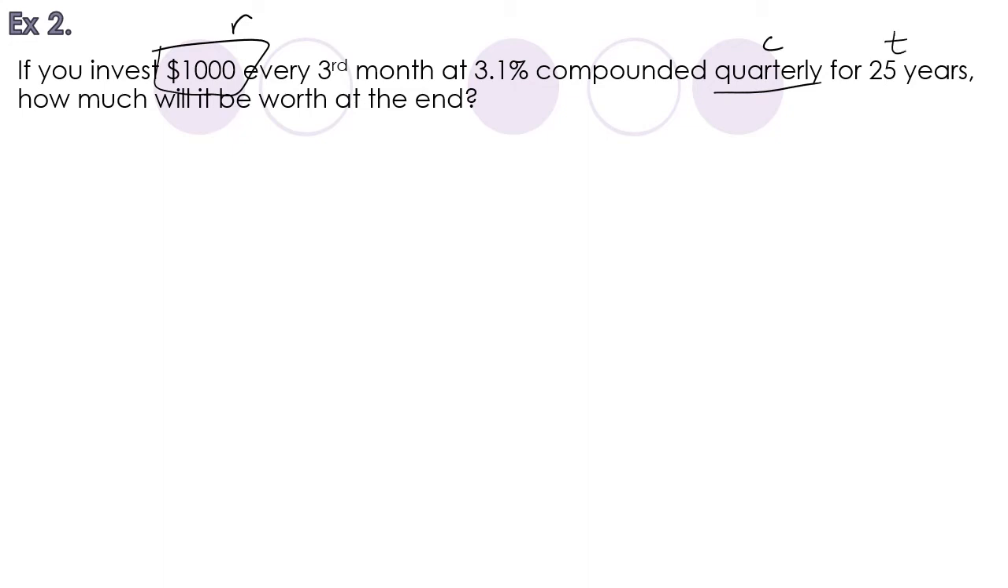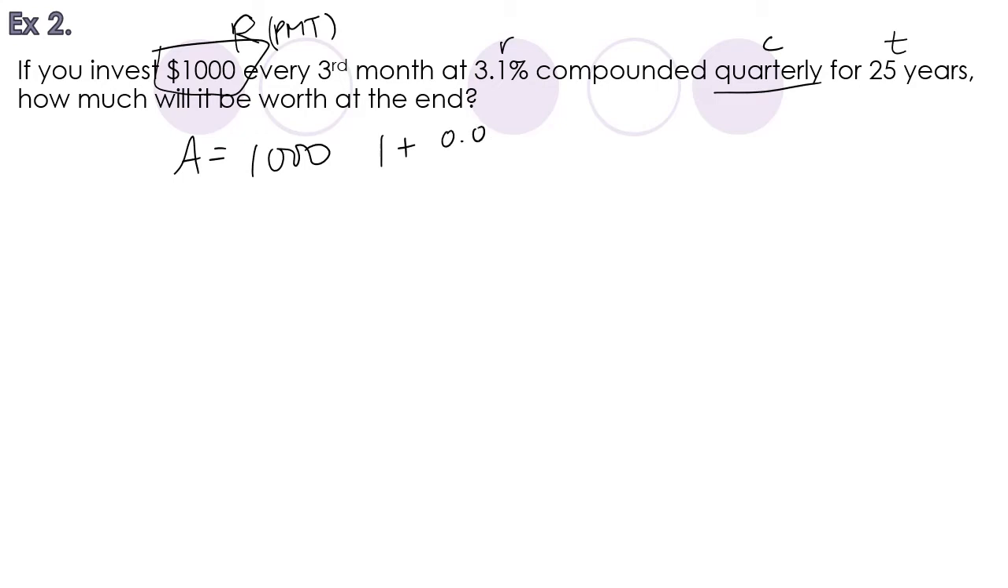Time, interest rate is 3.1. Sorry, I should have wrote a capital R there. And I told you actually I didn't like that for that exact reason, so I'll put PMT there. And our interest rate is 3.1%. How much is it worth at the end? Okay, future value. A equals, I'm putting $1,000 in every third month, okay.